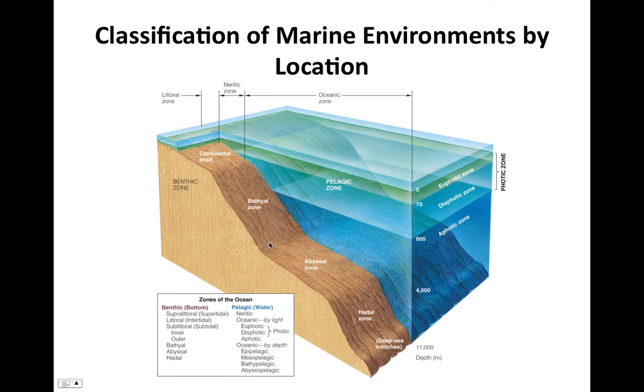And so here we have an illustration of those different environments. So we have benthic zones, we have the littoral zone between high and low tide, sublittoral, and then we have the bathal, the continental slope, the abyssal zone, and then the hadal zone, deep sea trenches. And then for pelagic environments, we have the neritic zone, that's the open water above the continental shelf, and we have the oceanic zone, the open water above the abyssal plains.